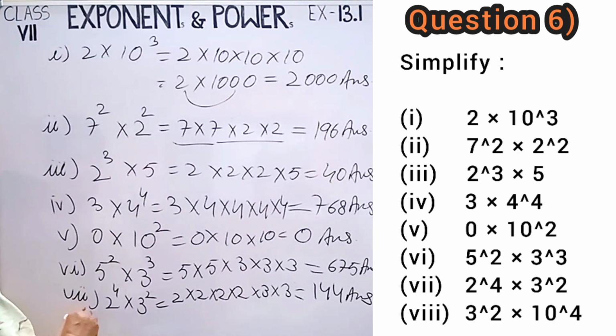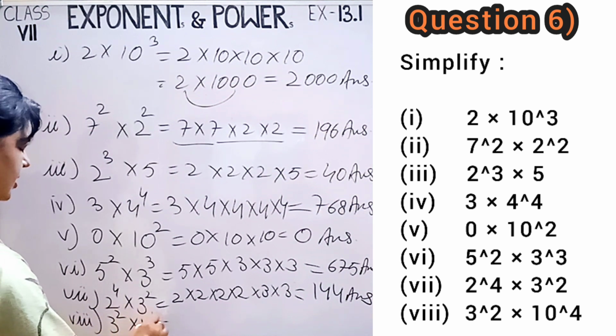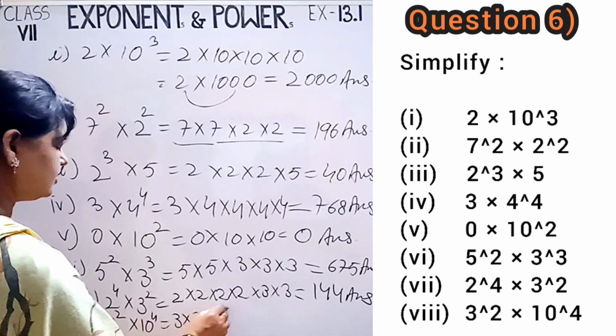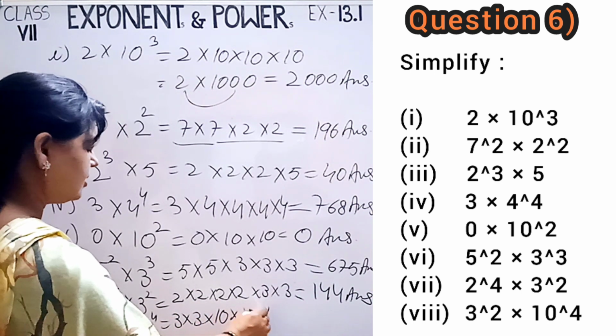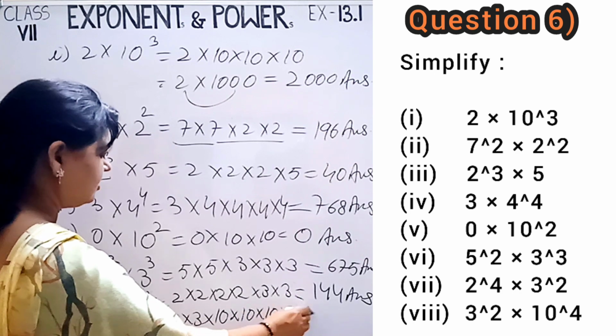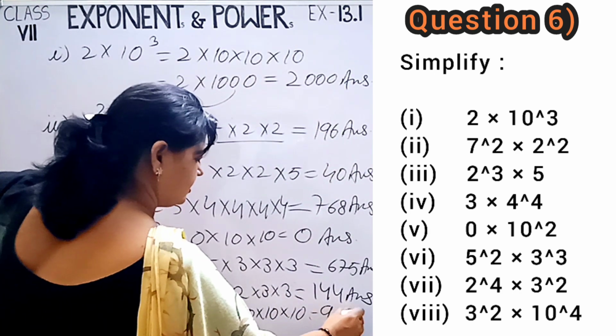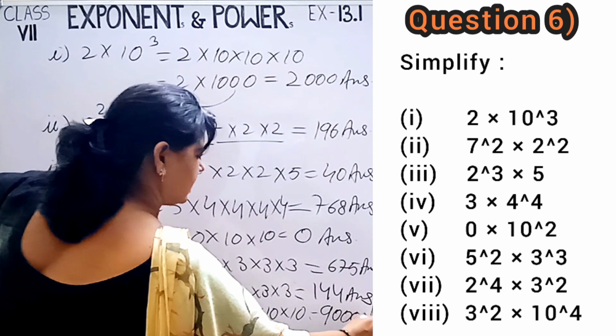Eighth part, 3 raised to the power of 2 and 10 raised to the power of 4. Now 3 two times and 10 four times. After multiplying these numbers, we get the answer.